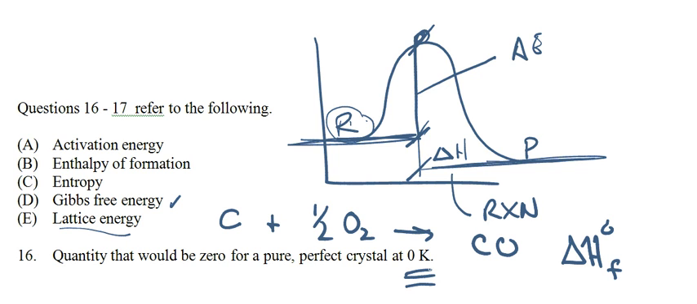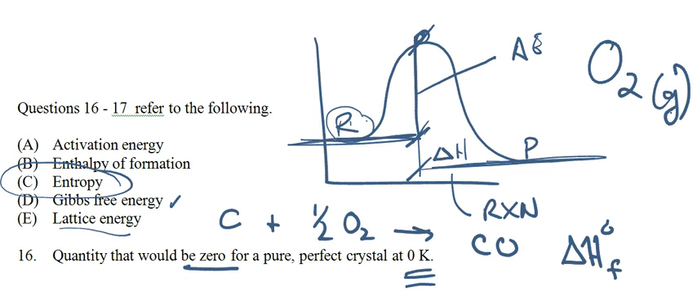So 16, quantity that would be 0 for a pure, perfect crystal. Here's your hint, at 0 degrees Kelvin. Now, the only time that we'll ever have a value of 0 for a substance at 0 Kelvin is when we're looking at the entropy value. Any other time that we're looking at a temperature for a substance, the entropy has a value. Unlike heat of formation, if I'm looking at, say, oxygen, and it's a gas at room temperature, it has a heat of formation of 0 because it occurs like that in its elemental state at room temperature. So the best answer here for 16 should be C.